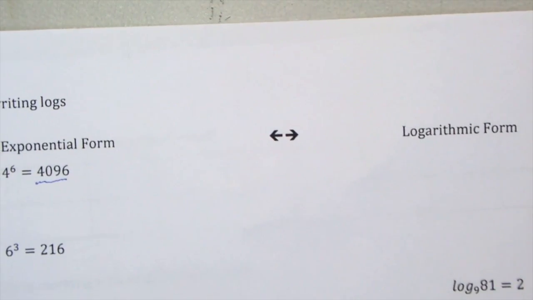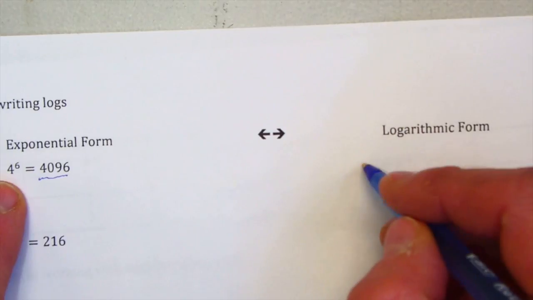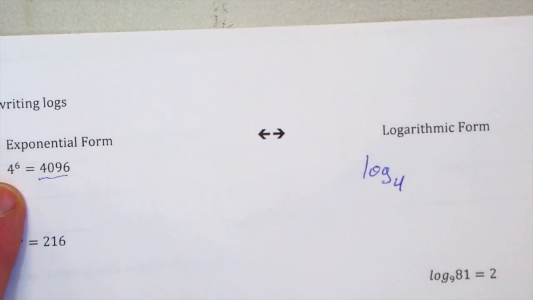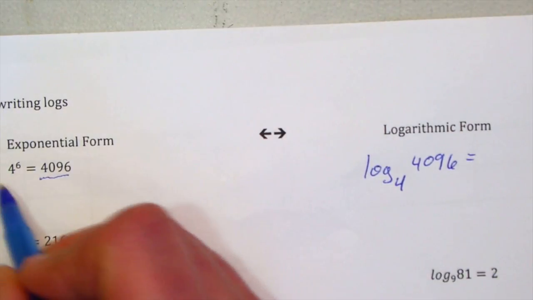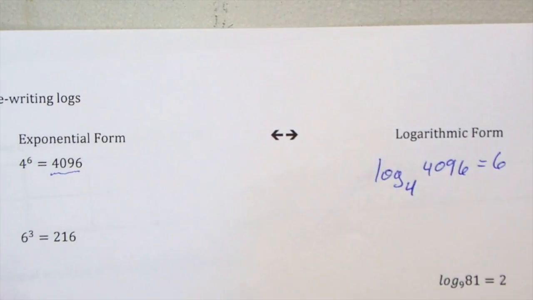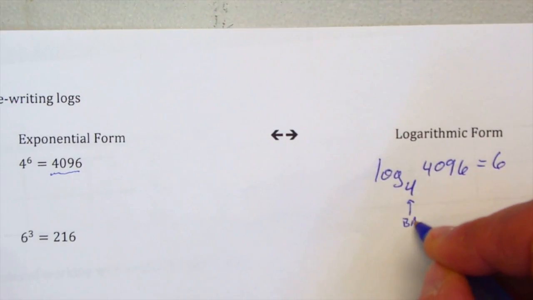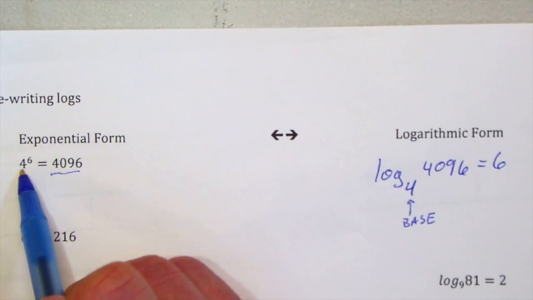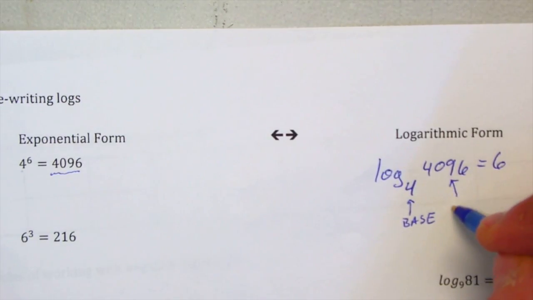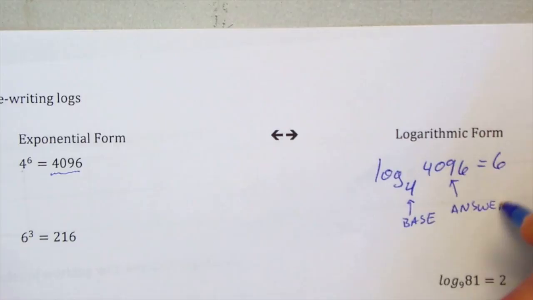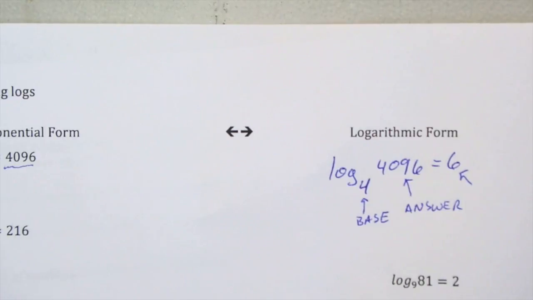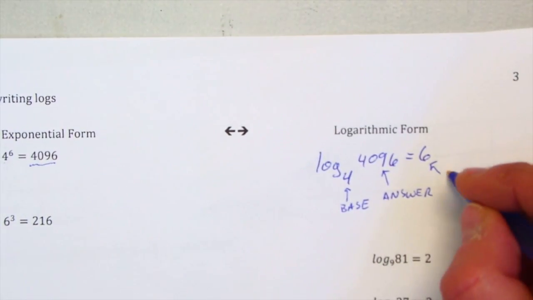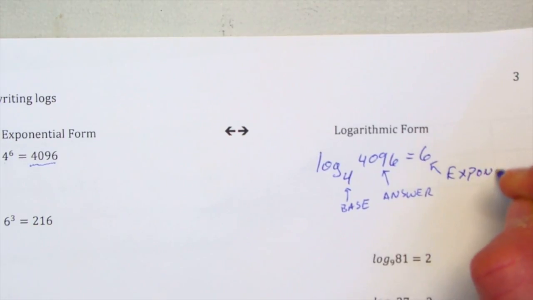So if I wanted to rewrite this in log form, here's how I would do it. I would say the base is 4, so I'm going to say log, and I'm going to write the base 4 a little bit lower on purpose. The number that gets logged is this one over here, 4096, and it's going to be equal to 6 like this. So over here, you have your base. This number is what I call your answer, because when we did the power, this was the answer over here. And the thing that's all by itself should be the exponent. And that's how you rewrite it in log form.